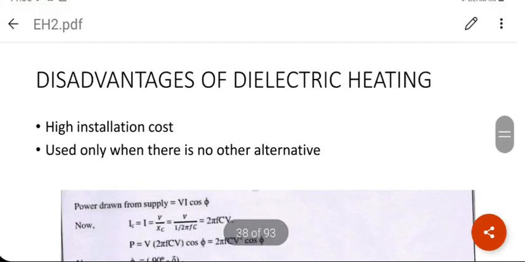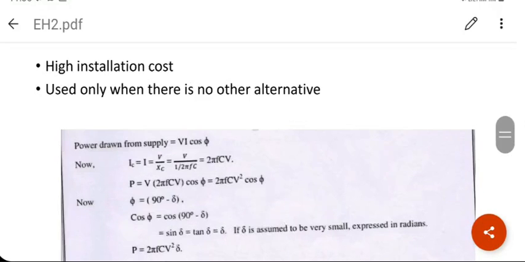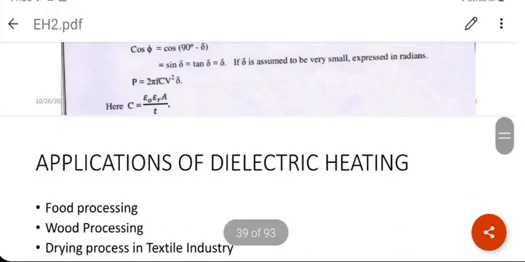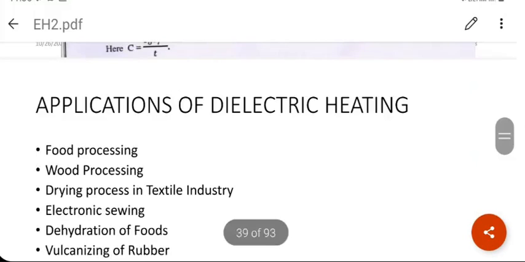Disadvantages: high installation cost. I was telling you that already. And yes, use it only when you absolutely need to use this method. Okay. There's a bit of mathematics in this method. I'll show that in a different document.